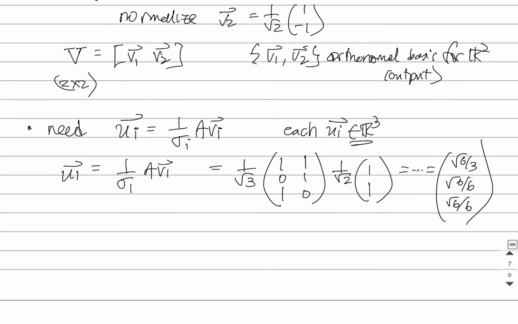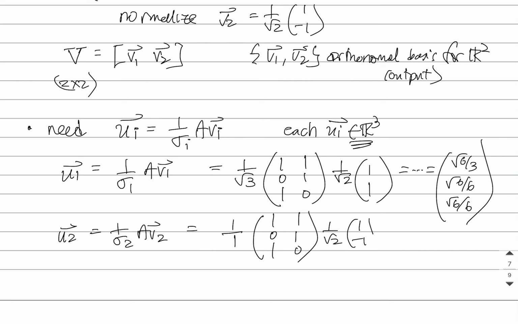Each one of these has 3 entries. So as advertised, it lives in R3. 1 over sigma 2, AV2. You're going to get 1 over 1, 1, 0, 1, 1, 1, 0, times this 1 half, 1, negative 1. Do the computation. What you'll end up with is 0, negative root 2 over 2, root 2 over 2.